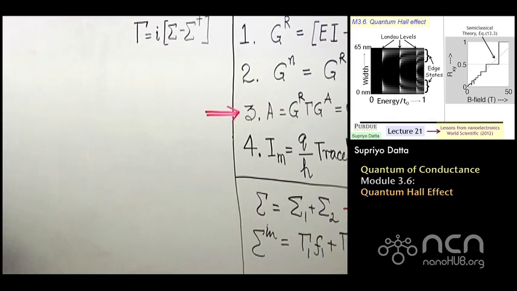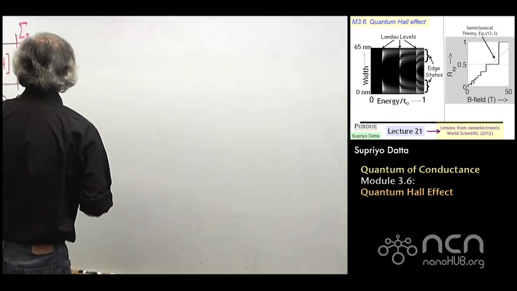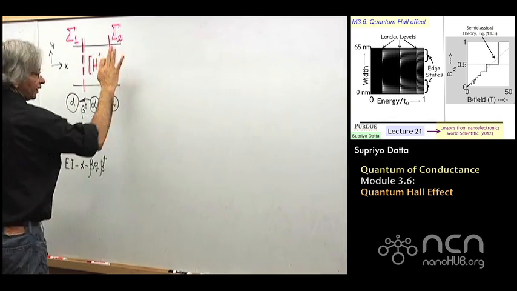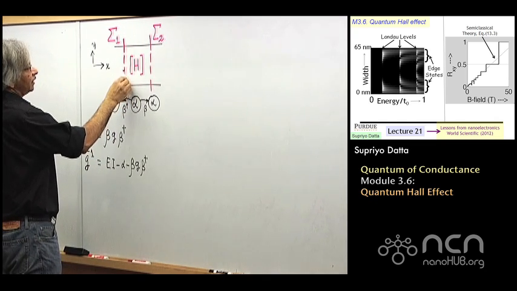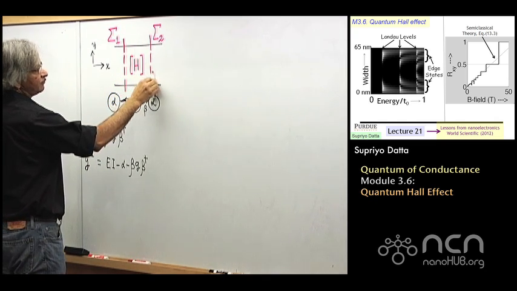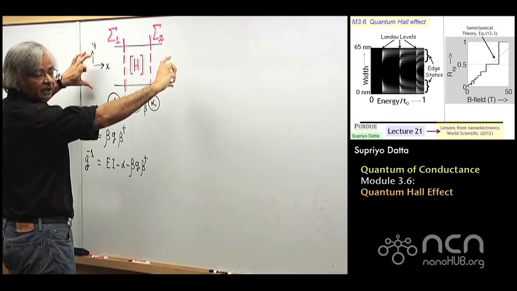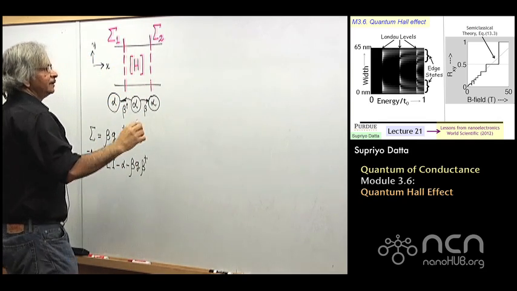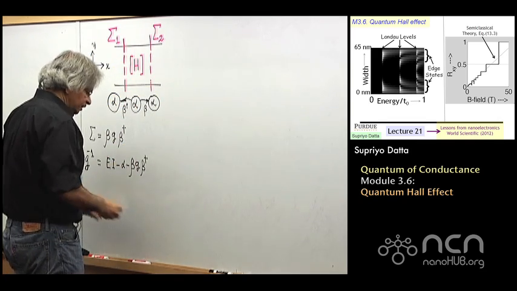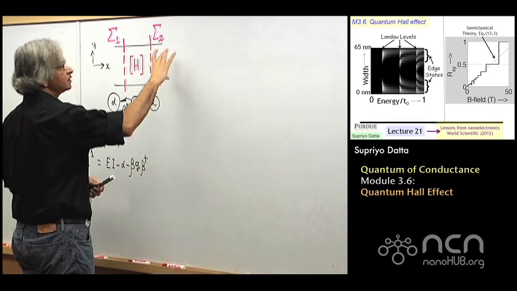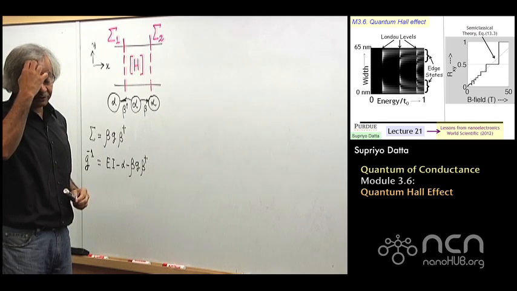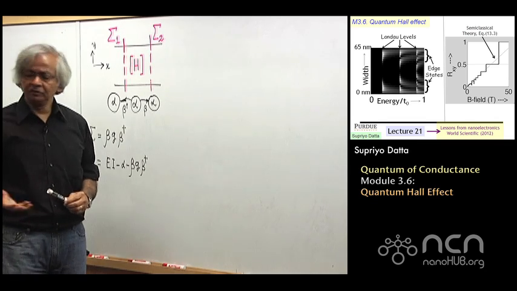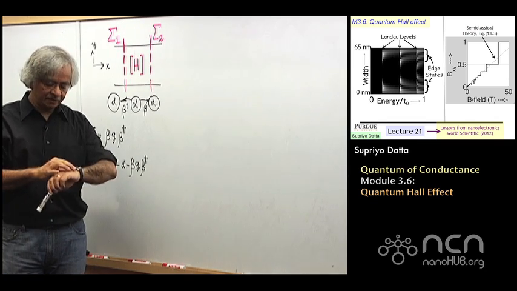Now, when you calculate A in a problem like this, the density of states, you'd find that along the X direction, it's the same everywhere, because this is a uniform conductor. On the other hand, along the Y direction, it's not the same. It could vary in this direction. So often, it's convenient to do what you might call a grayscale plot.